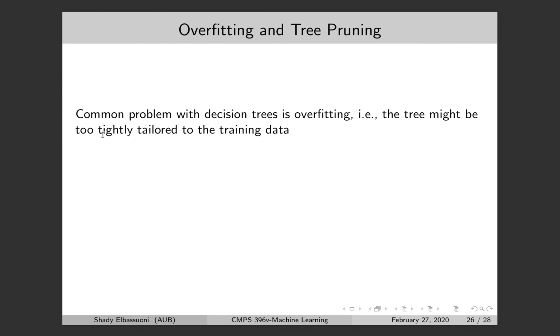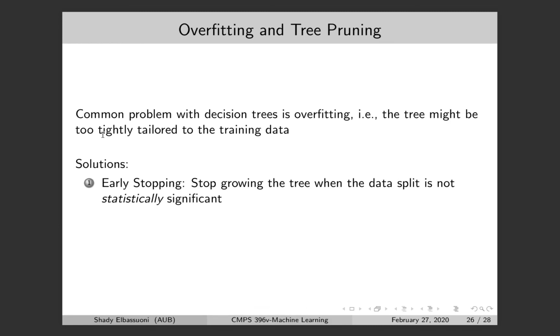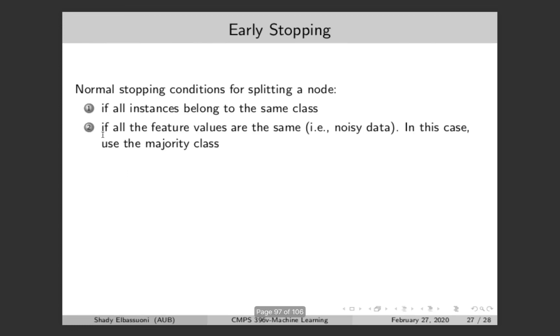Now, a common problem with decision trees is overfitting, i.e. the tree might be too tightly tailored to the training data. That's a problem. And there are various solutions. One is early stopping. Stop growing the tree when the data split is not statistically significant. Or doing pruning. So build a full tree and then prune parts of it. So early stopping. The normal stopping condition for splitting a node is if all instances belong to the same class or if all the feature values are the same. In this case, we use the majority class.